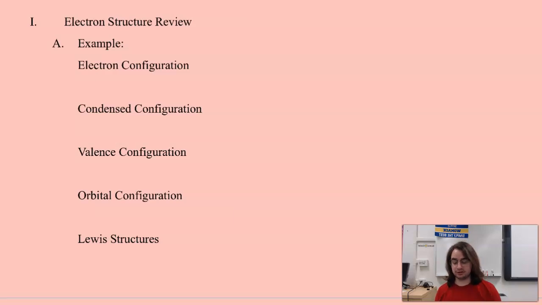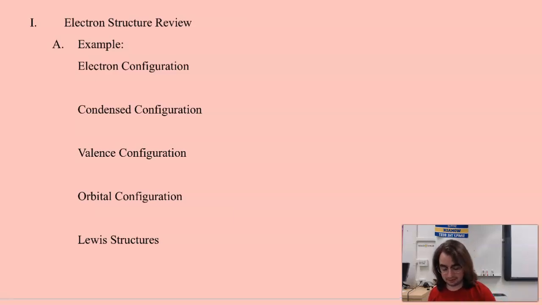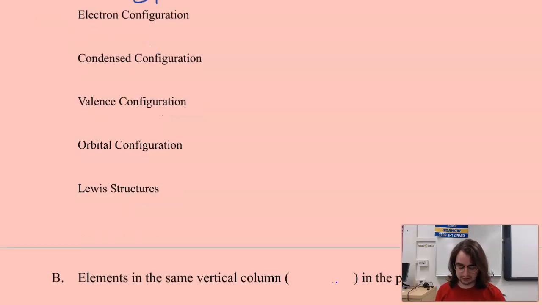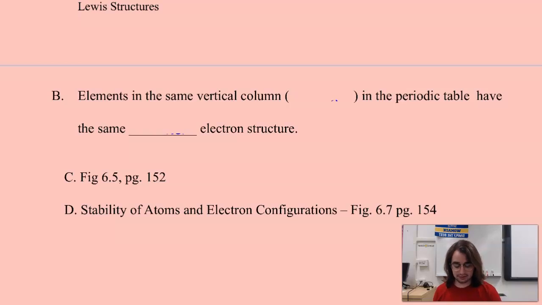For our electron structure review, which is everything that we've been talking about this week, I'd like you to take chlorine and then do each level of structure for chlorine. Electron configuration, condensed, valence, orbital, and Lewis structure for chlorine. And just in case you don't remember, this one's a little trickier.